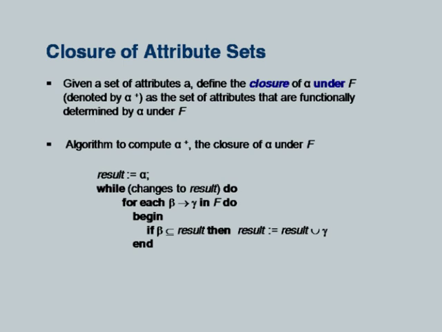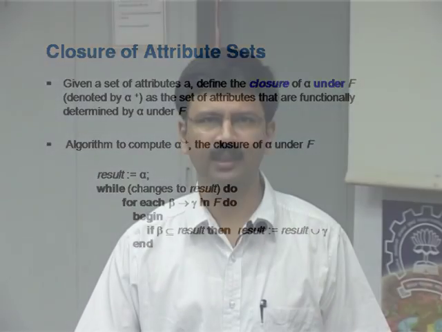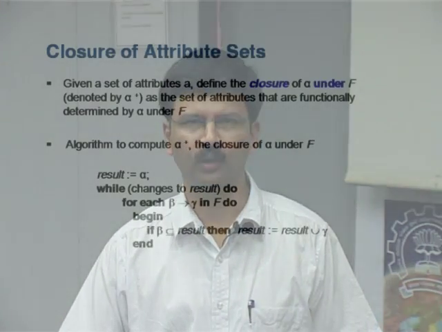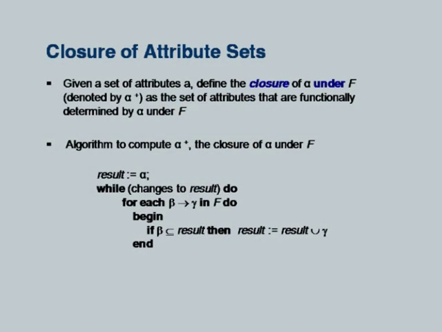Now we don't necessarily need to compute F plus. F plus computation is very expensive. But alpha plus is actually very cheap. What do I mean by expensive and cheap? Well, given a number of functional dependencies and a number of attributes, the size of F plus is exponential in the number of dependencies and attributes. In contrast, the closure alpha plus can be computed in polynomial time on the same set of dependencies and attributes.